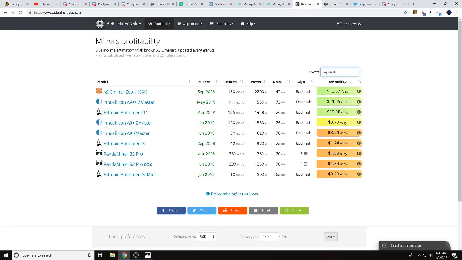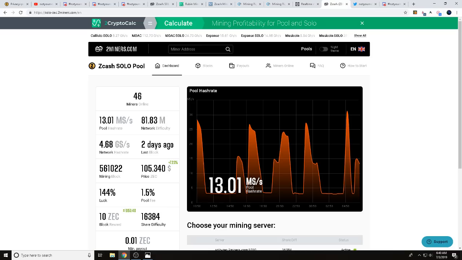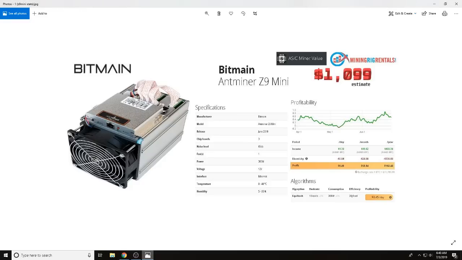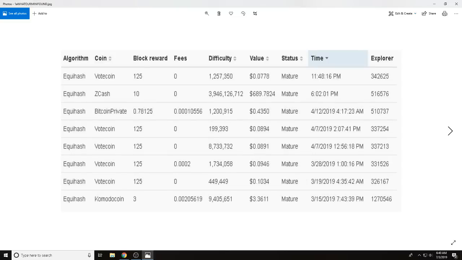We did also use ASIC Miner Value for some of our estimates here. Currently you can see the hash rate 13 million sols per second over there on twominers.com. In the description down below, we're going to have links to all sorts of this stuff here for you guys, but let's get started. So one Z9 mini here, breaking it down for you. It's got your estimate cost, shows you your electric, everything like that.